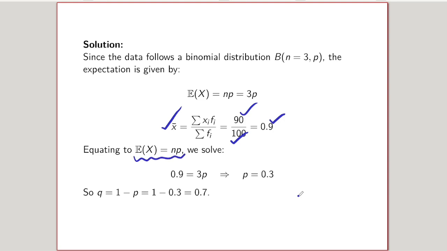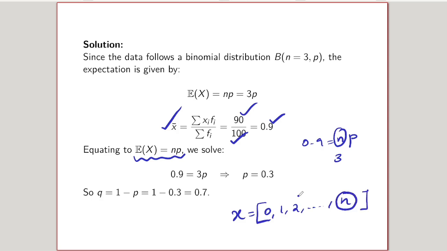Equating E of x to np, that is 0.9 is equal to n into p. The n value, note that we are getting it as 3, because the x value varies from 0, 1, 2, etc. up to n. So if it starts from 0, the last value is our n. We should not count the total number of terms given here, which would be n plus 1, and that is wrong.